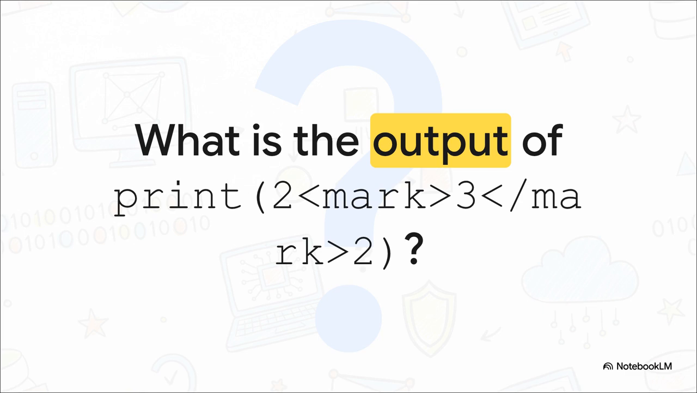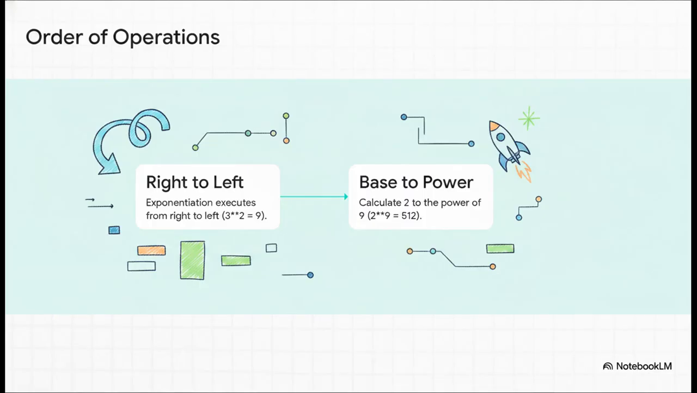patterns. What will be the output of the Python expression print(2**3**2)? Now, if you read this left to right and got 64, well, you just fell into a classic examiner trap. The absolutely crucial thing here is your order of operations.